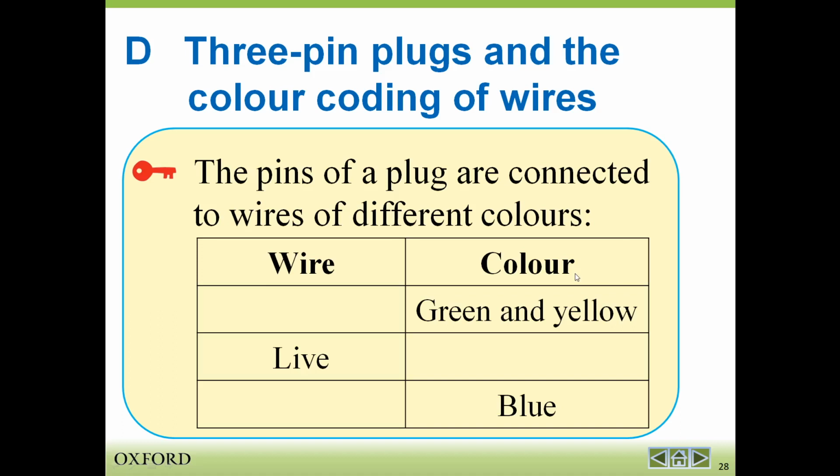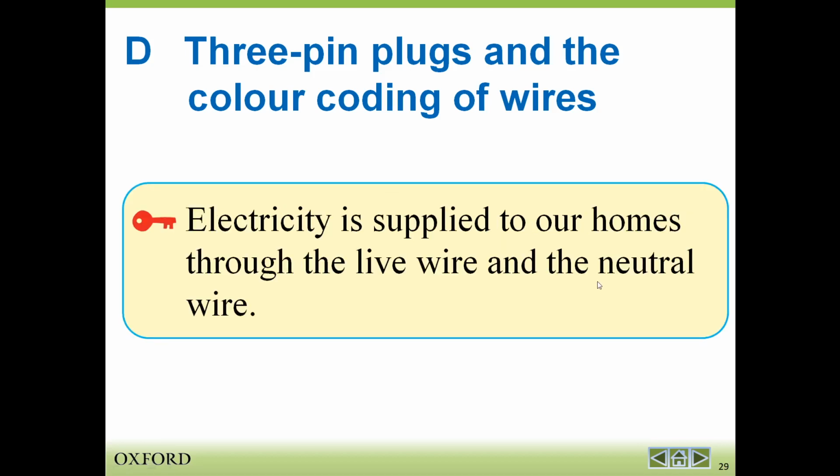So as a conclusion, remember that you have to remember the color of each wire. Try to find electrical appliances, remove the screw, and try to reconnect by yourself. The electricity is supplied to our homes through the live wire and the neutral wire, and back to the neutral wire. The earth wire is for safety precaution.